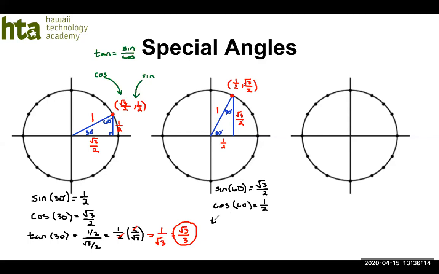And tangent of 60 would be the sine of 60 divided by the cosine of 60. So rad 3 over 2 divided by 1/2, which is the same thing as rad 3 over 2 times 2 over 1. Cancel out the 2's, and all we are left with is rad 3. So the tangent of a 60-degree angle is rad 3. Okay? All right, let's talk about the last special angle that's formed here.